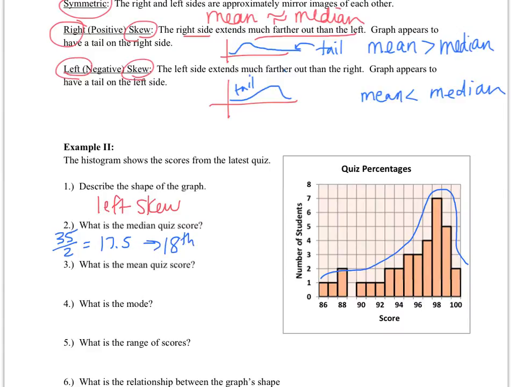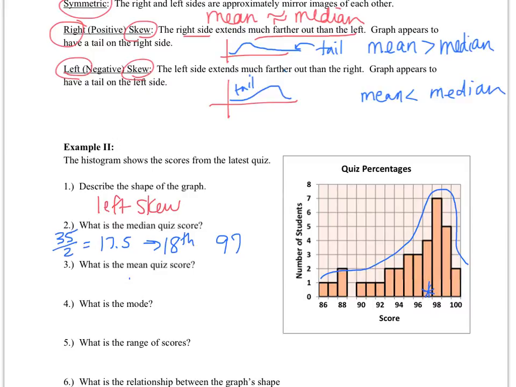And as I count all the frequencies, I can see that the 17th score is in the column of 96. Therefore, the 18th score would be in the column for 97. So if I were to list all of these out in order, then 97 would be the median score, or the middle score. Now to get the mean score, I have to add up all of my percentages.